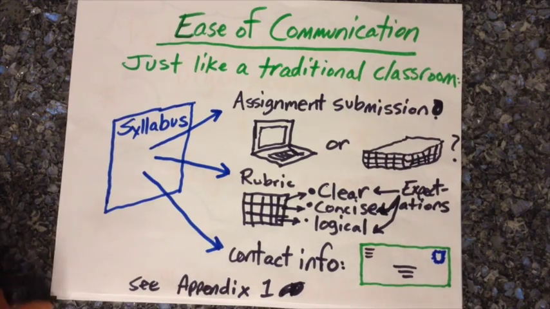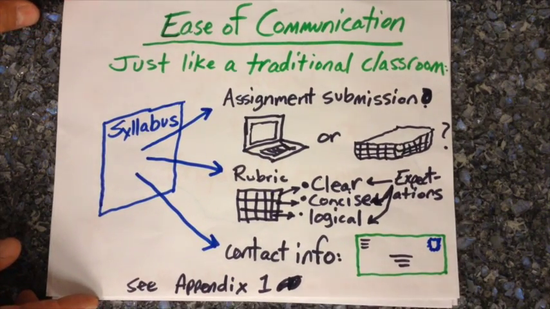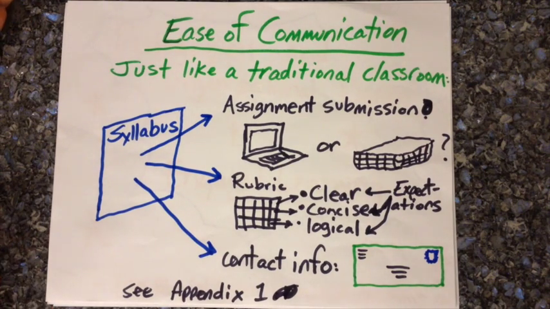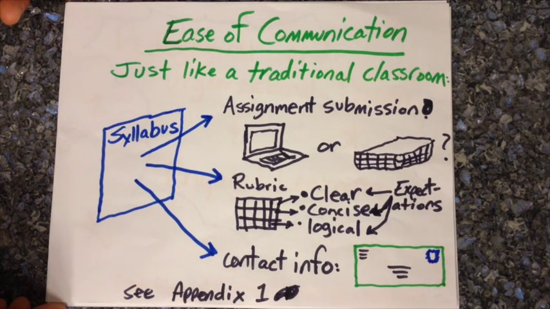And finally, ease of communication. Just like in a traditional classroom, everything that you communicate to the students needs to be clear, concise, and logical. You need to make it clear whether an assignment should be submitted online or it should be submitted into the old metal basket in a more traditional setting. You need to have a rubric. You need to have rubrics that are clear, concise, and logical, just like your expectations. You need to have good contact info so they can reach you online or in the classroom via traditional ways.